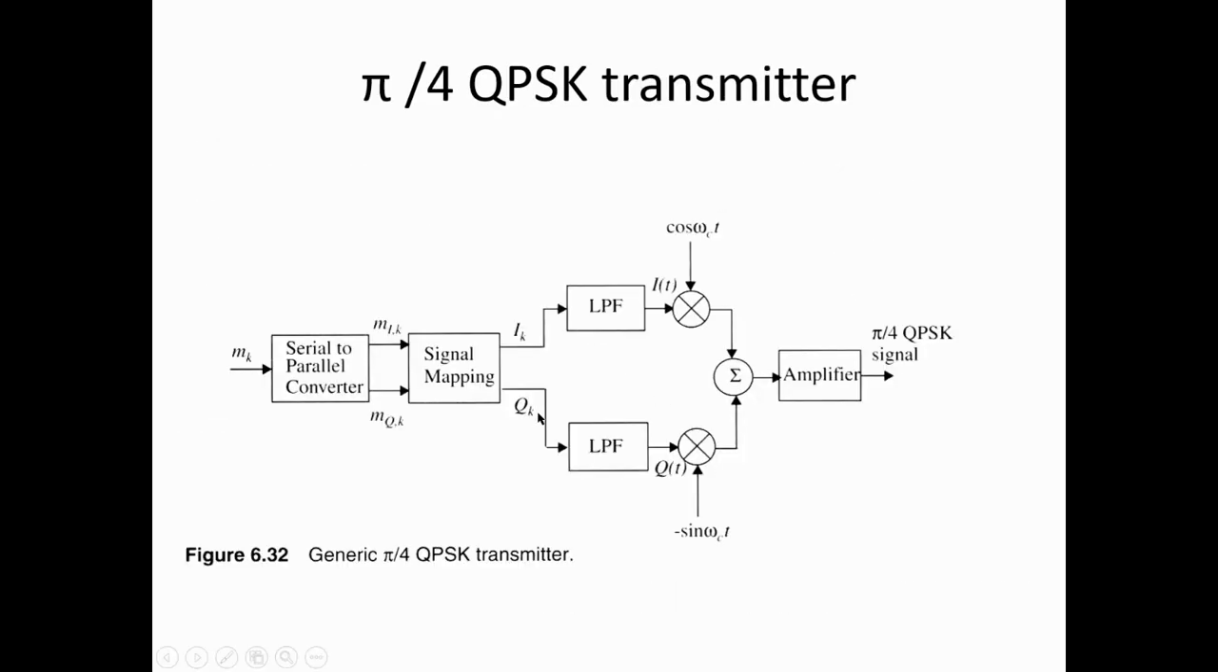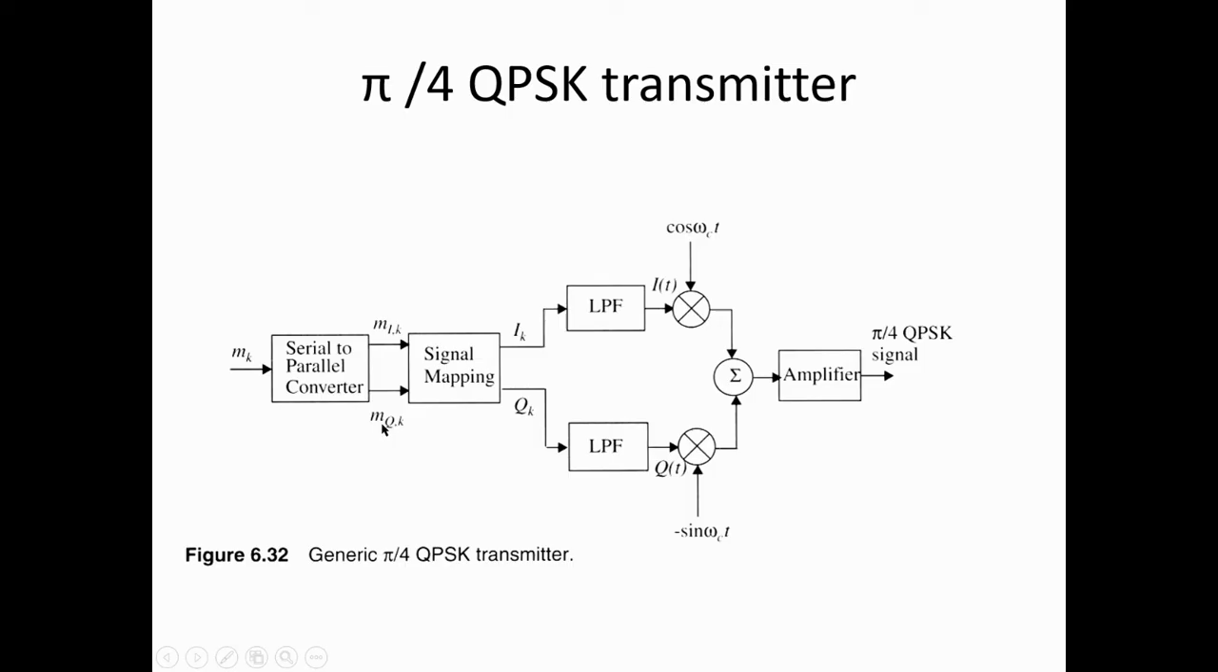Next, we are going to discuss how pi by 4 QPSK transmits the information from the transmitting end, and then how the pi by 4 signal is received at the receiving end. First, we have the information bit, denoted as m(k), which is provided to a serial to parallel converter. The output of the serial to parallel converter separates the in-phase component and the quadrature phase component, denoted here as mI(k) and mQ(k).